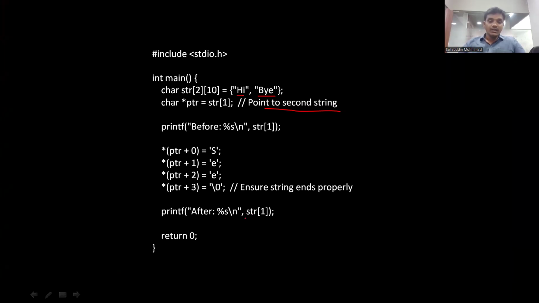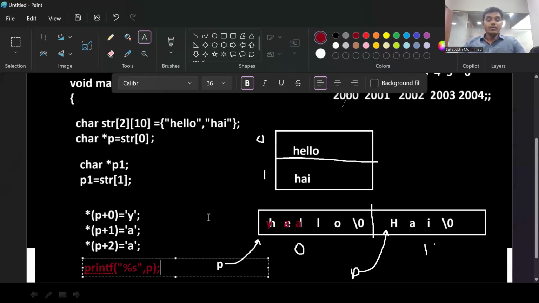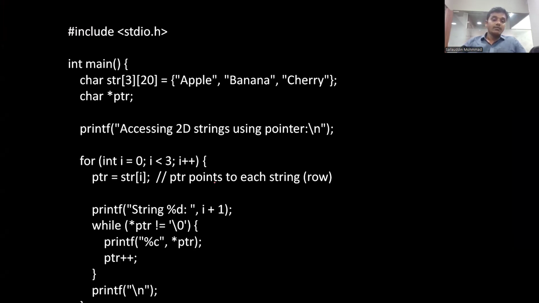Just mention the corresponding row, or else you can mention the pointer variable, anything. If you mention the one, the second string will be printed. If you mention the zero, the first string will be printed. Now coming to the next concept, next we have one another kind of analysis.